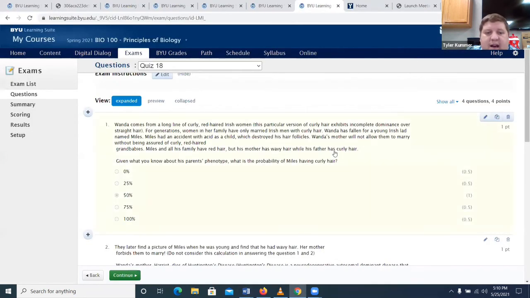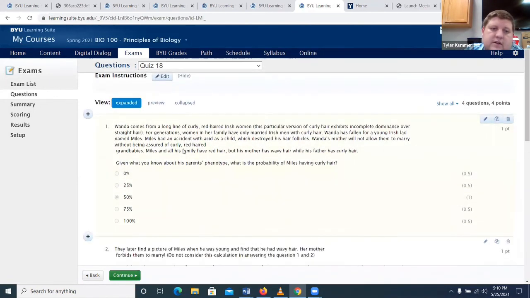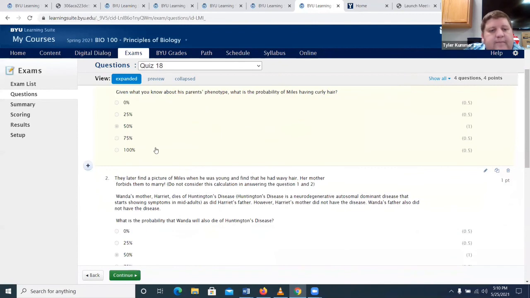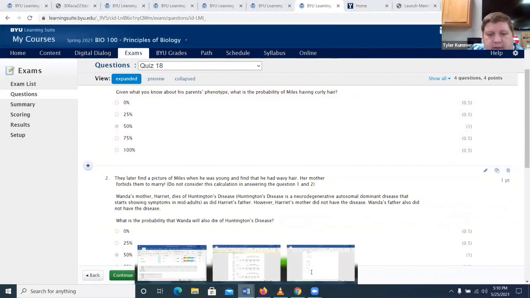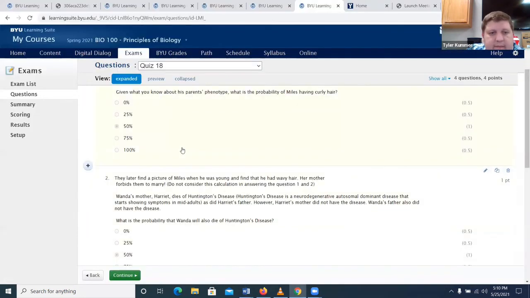And if he has wavy hair, there's a potential that the children could have non-curly hair. And so Wanda's controlling mother won't allow it. All right, so 50% is the probability for that one. If we look at the cross there, 2 out of 4 would end up with wavy, or 2 out of 4 would end up curly.